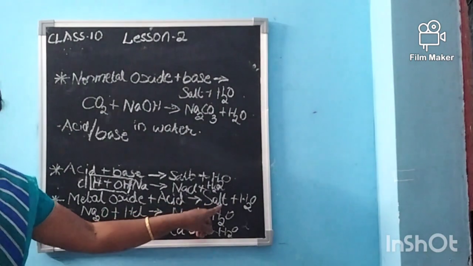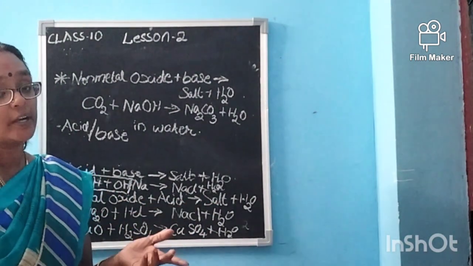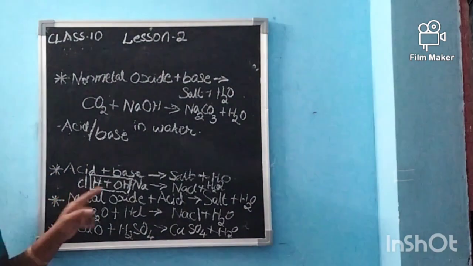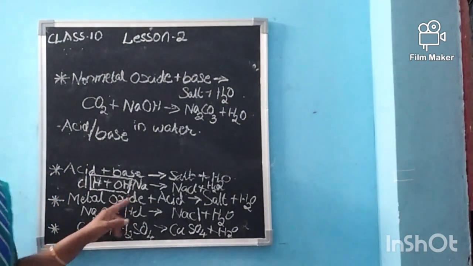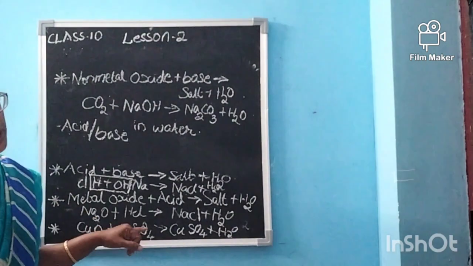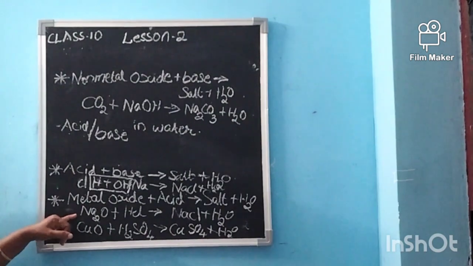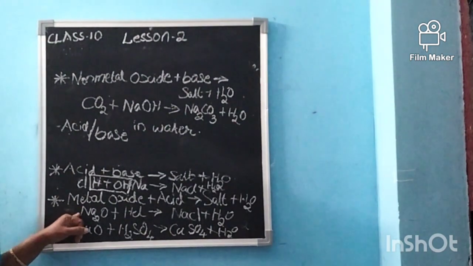See, salt we are getting. When acid is reacting with what are we getting salt? With the base only. If the acid is reacting with base, we are getting salt. So, is metal oxide acting as an acid or a base? It's acting as a base. Okay, it's acting as a base. Basic oxide we will say.